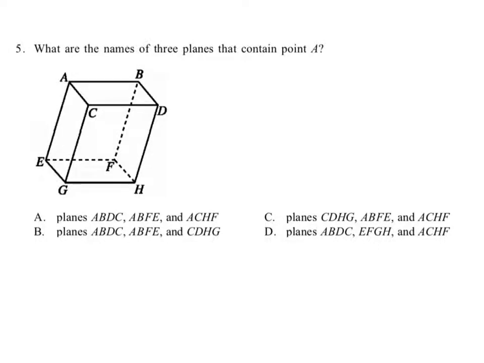Okay, this is an interesting problem, and I know it's going to cause some people trouble. Now, I want to point out right at the start that the name doesn't have to contain the letter A in order for it to contain the point. But if it does contain the letter A, then we know that it's got that point. So name 3 planes that contain point A.